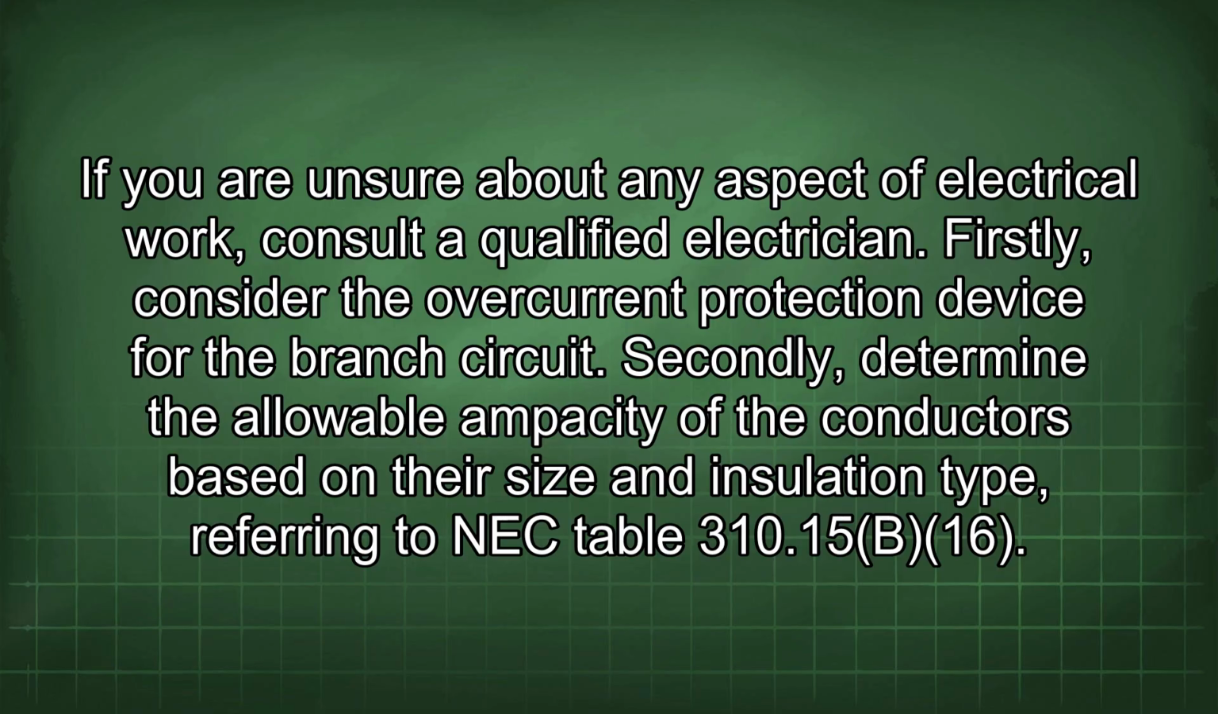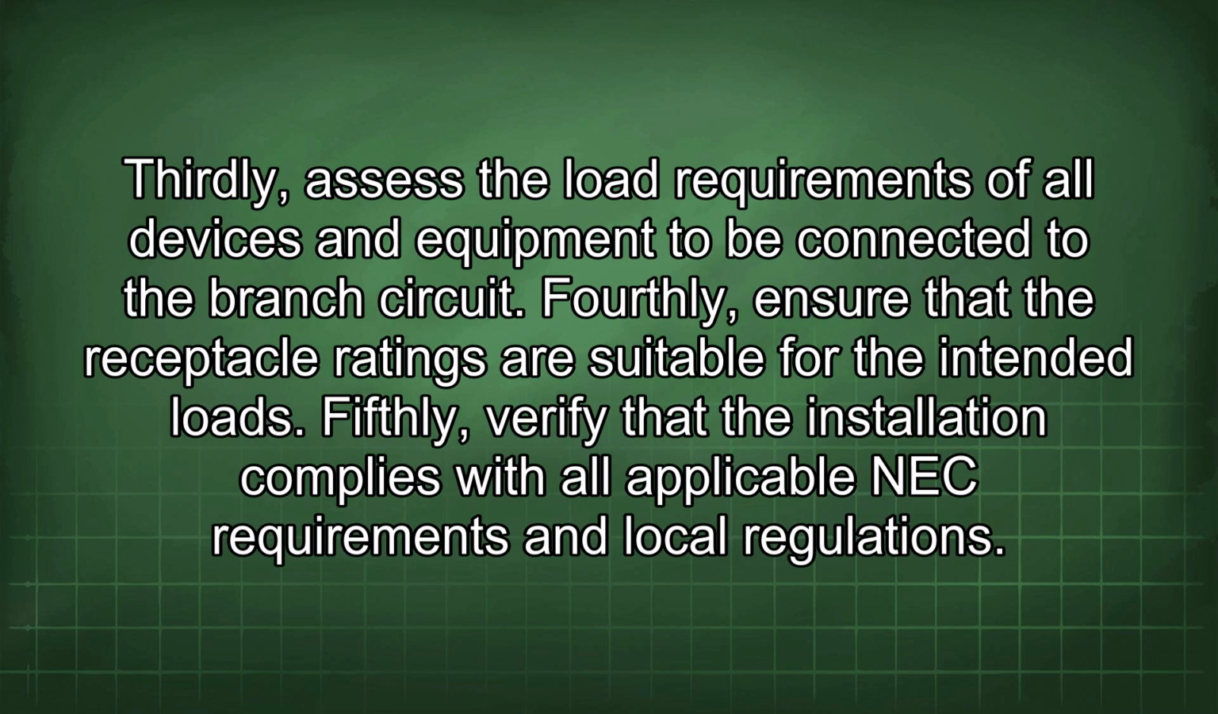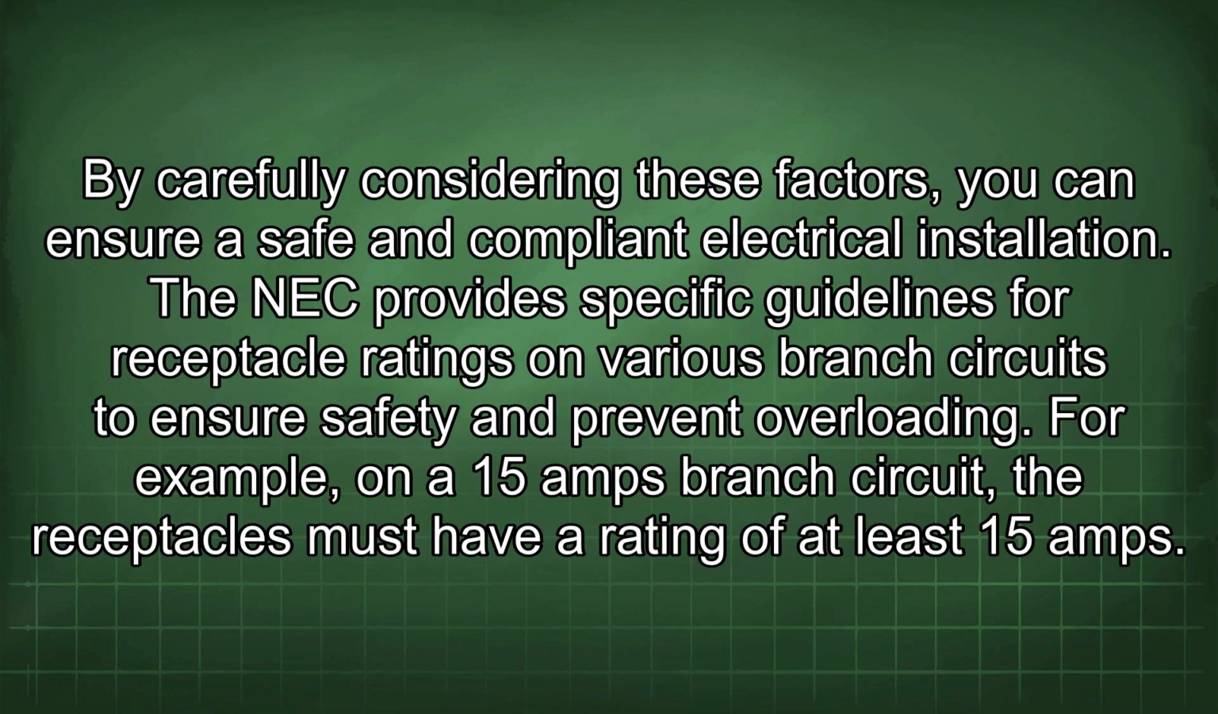Firstly, consider the overcurrent protection device for the branch circuit. Secondly, determine the allowable ampacity of the conductors based on their size and insulation type, referring to NEC Table 310.15(B)(16). Thirdly, assess the load requirements of all devices and equipment to be connected to the branch circuit. Fourthly, ensure that the receptacle ratings are suitable for the intended loads. Fifthly, verify that the installation complies with all applicable NEC requirements and local regulations. By carefully considering these factors, you can ensure a safe and compliant electrical installation.